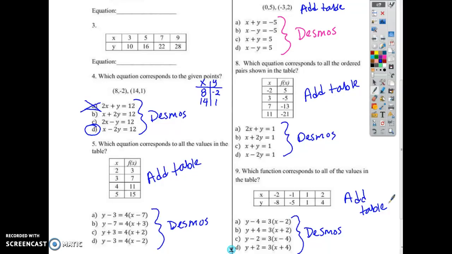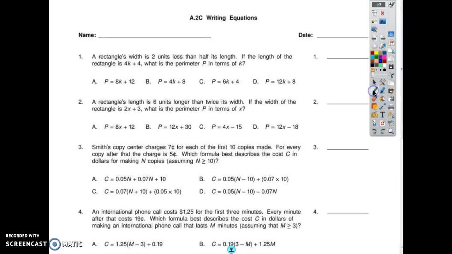Okay, on the back page, I want you to just try your best. You do not have to do problem 1 and 2. So you can cross out problem 1 and problem 2. But I do need you to do the rest of those problems. I want you to try it first, and then we're going to check it at the end and make sure that we got the correct answers.